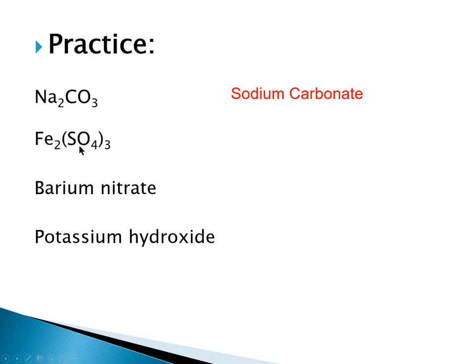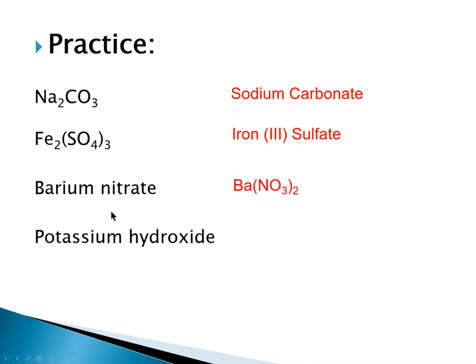For this compound down here, this is iron and this is sulfate. Now, iron is indeed a transition metal, so we have to work backwards from the charge of sulfate to find out what the charge of iron is. So sulfate is -2, and there's 3 of them. That gives us a total negative charge of -6. That means there must be a charge of +3 on each iron. In class, I will give you a little shortcut for working this out. I just don't want to do it in the video because it's already getting kind of long.